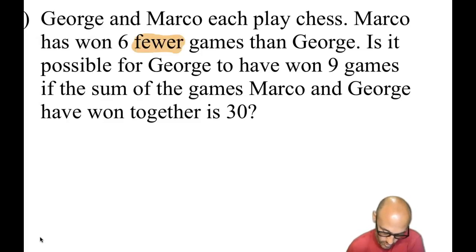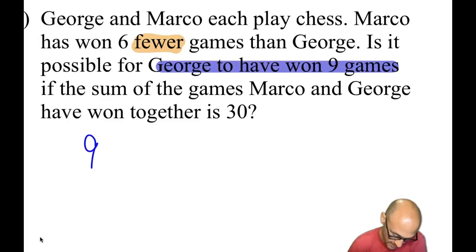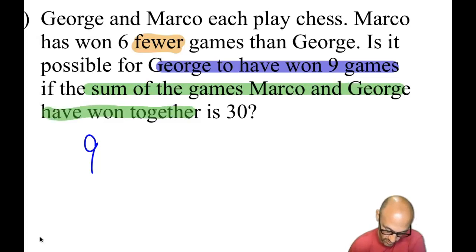And we have Marco and George. So let's see. So let's say that George is 9. So George has won 9 games. So I'm going to highlight that. George has won 9 games. So George has 9. Marco has won 6 fewer games than George. So we're the sum of the games. Oh, let me go down here. The sum of the games of Marco and George have won together.